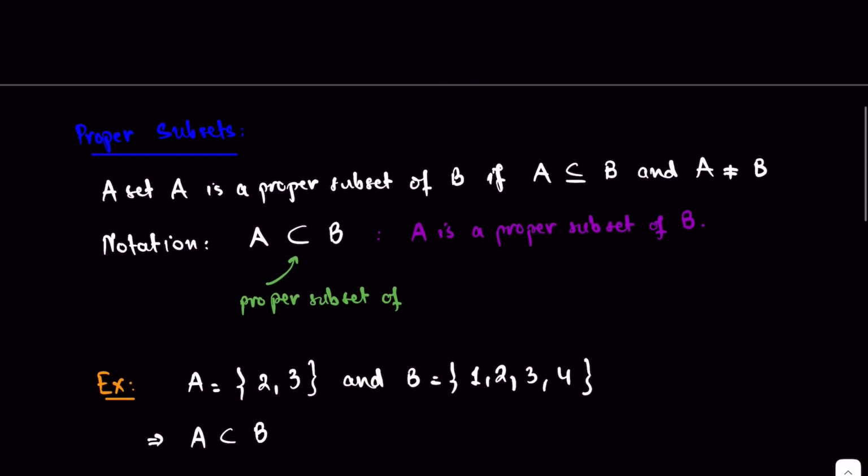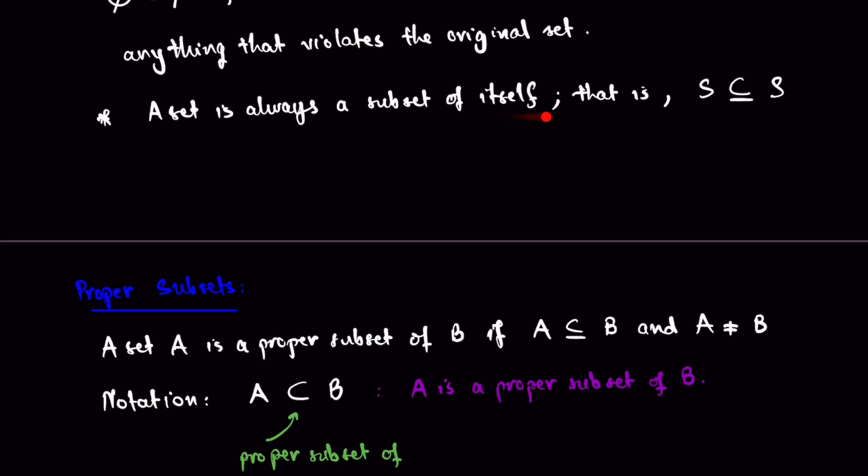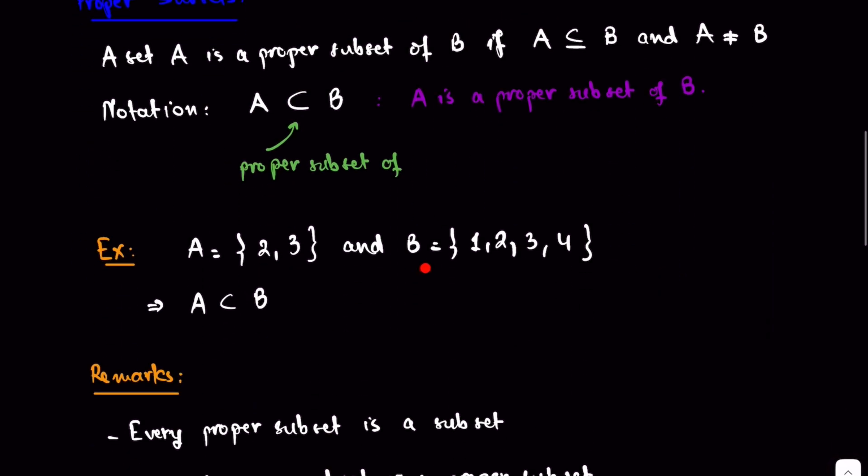For instance, going back to the concept that a set is always a subset of itself. In this case, you can see that B is a subset of itself. However, B cannot be a proper subset of itself. And that's it for the video about subset and proper subset. Now we're going to move on to the concept of power set.